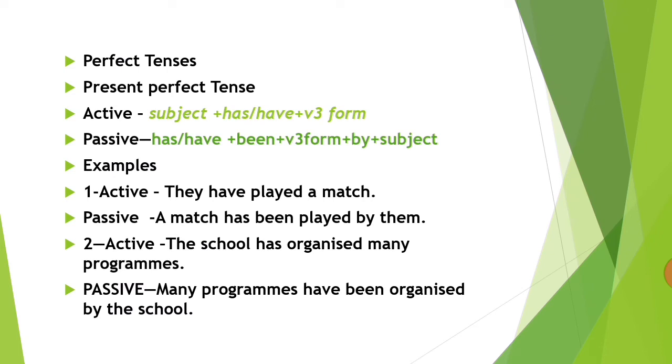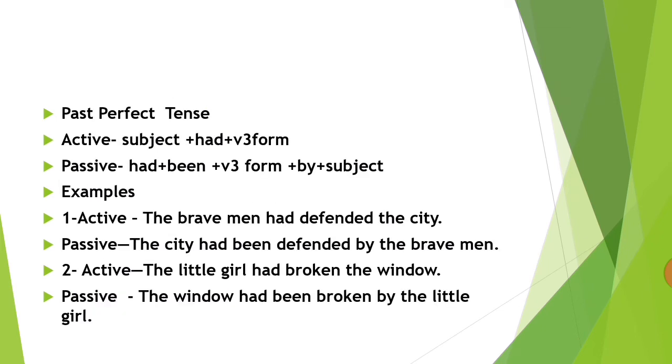See another example. The school has organized many programs. Many programs have been organized by the school. Now we will take past perfect tense. Past perfect tense is used to show that something happened before another action in the past, and this tense can also be used to show that something happened before a specific time in the past.